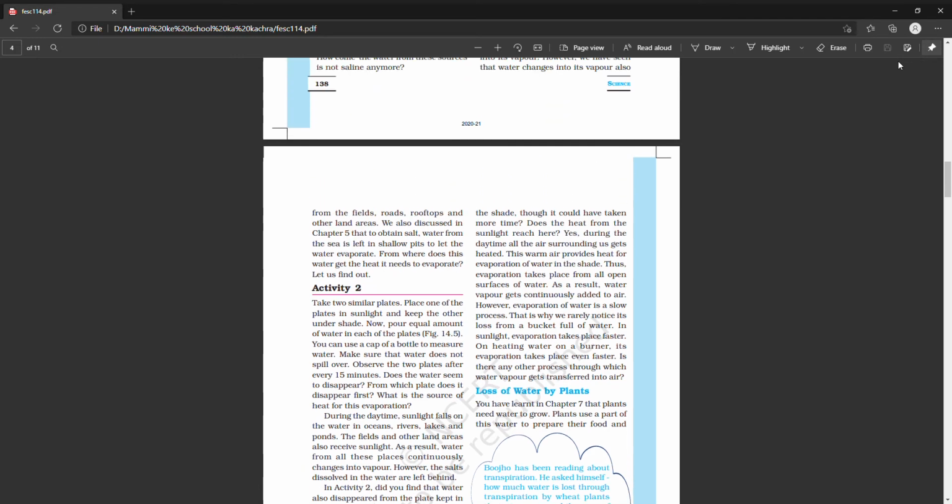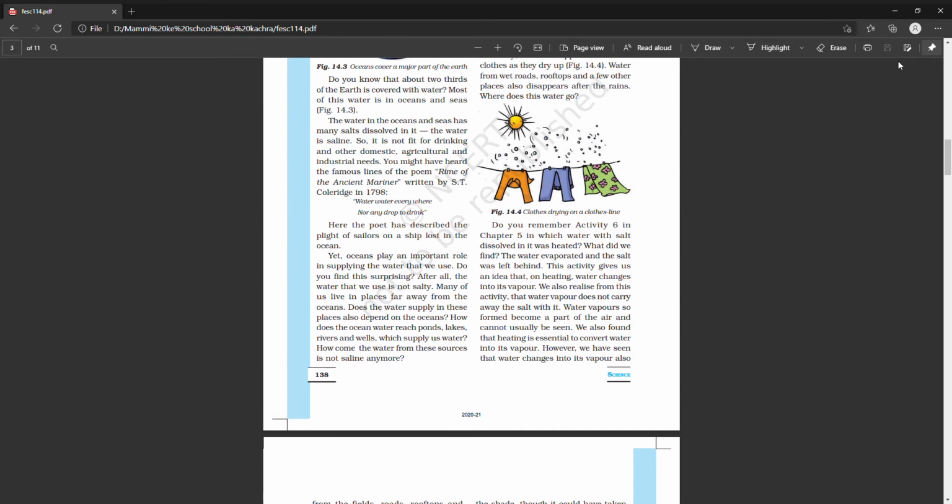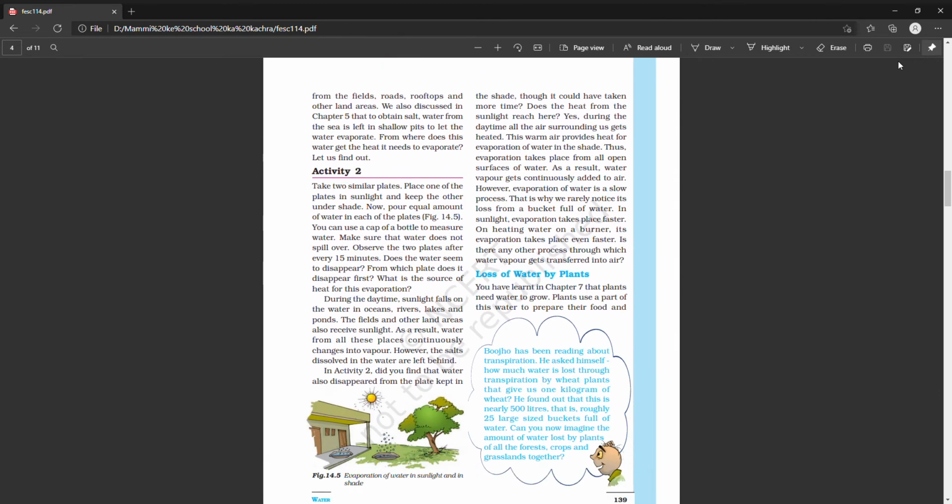When wet clothes are kept for drying, after some time the water disappears from those wet clothes. Where does the water go? Water from those wet clothes has evaporated, converted into water vapor, and hence the clothes become dry.